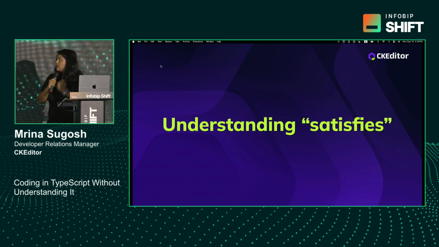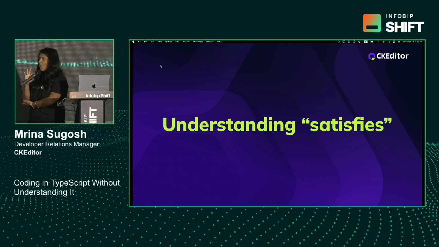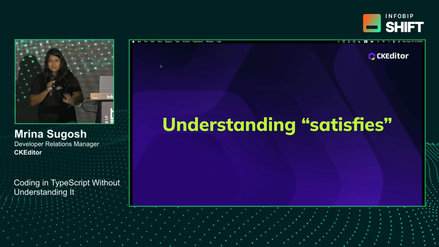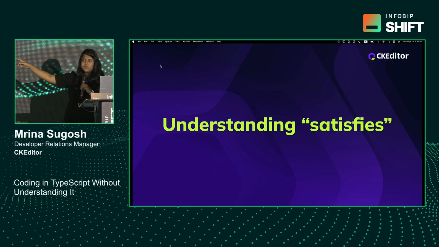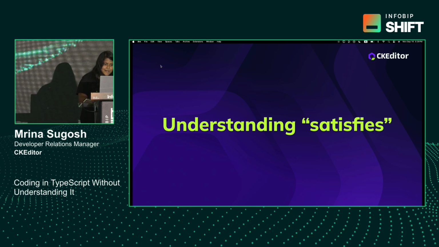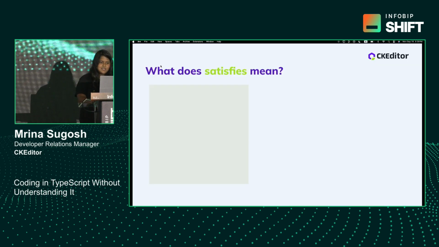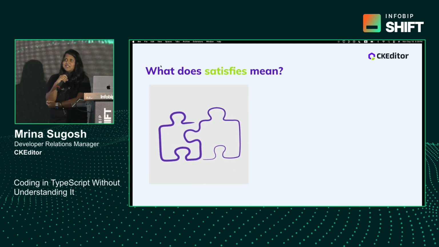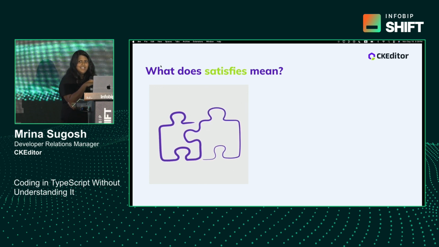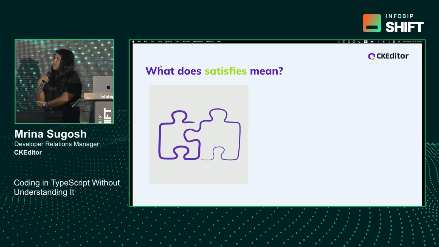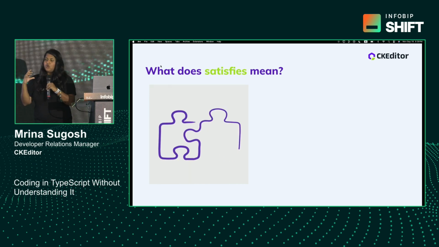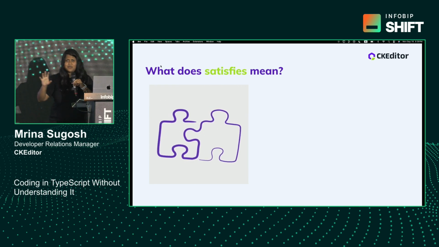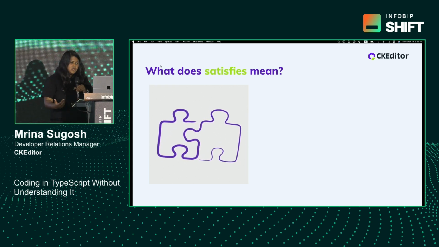So now let's go back to satisfies, right? The genesis of this entire talk started because I didn't understand the word satisfies. So what is satisfies? Satisfies is called a keyword in TypeScript. It basically makes sure that your object fits a specific structure or pattern. That's like your official definition of it.